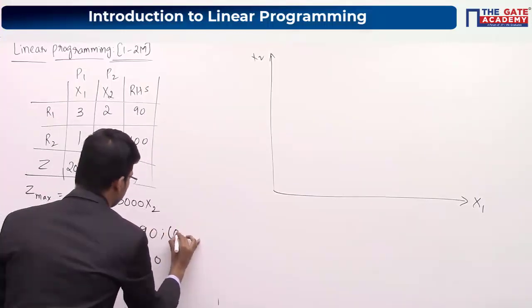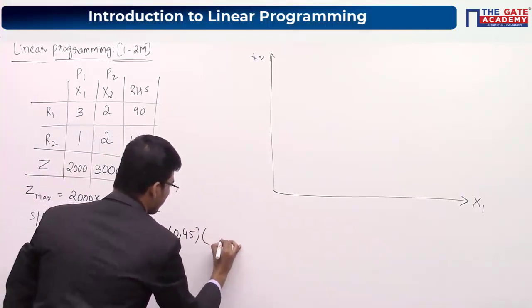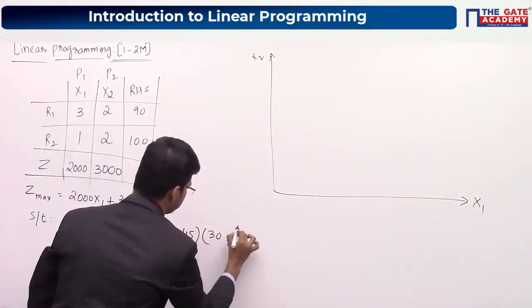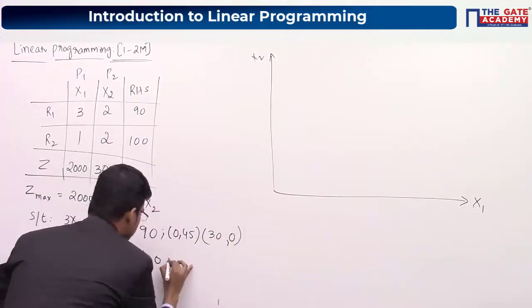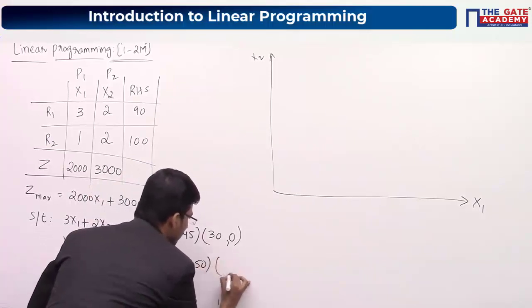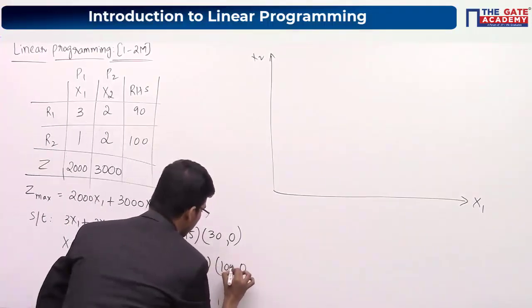Again you need some points to plot these inequalities or this particular straight line. Put x1 equal to 0, so x2 value will be 45. Put x2 equal to 0, x1 value will be 30. Here also put x1 equal to 0, x2 value will be 50. Put x2 equal to 0, x1 value will be 100.